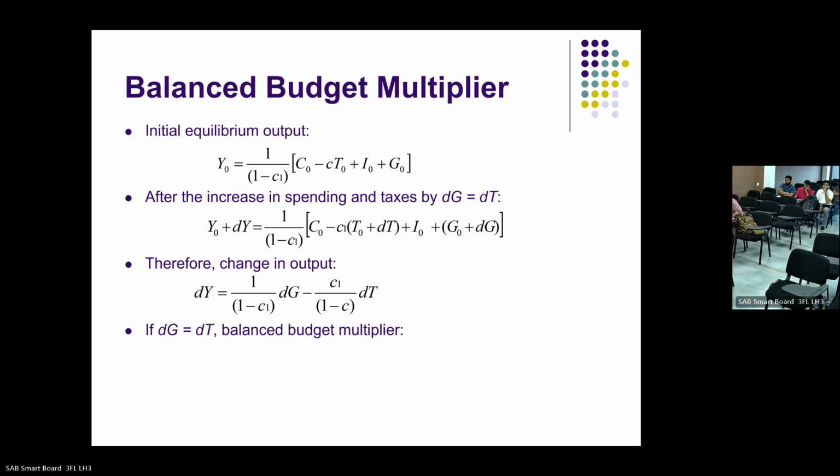So we can explain that: 1 over 1 minus C1 delta G, and minus C1 over 1 minus C1 delta T, that is the tax multiplier. So this is the change in income due to change in the government expenditure, given by 1 over 1 minus C1 delta G. And the change in income due to change in the tax will be negative, given by minus C1 over 1 minus C1.